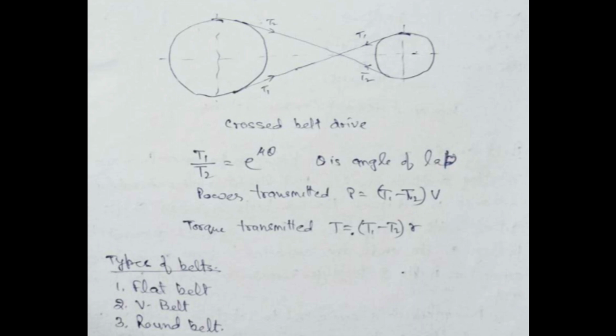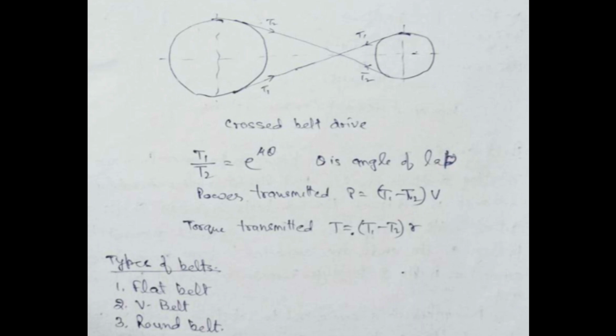Now, if tensions in tight side and slack side are T1 and T2, then the ratio of tensions is given as T1 upon T2 equal to e to the power mu theta, where mu is the coefficient of friction between belt and pulley and theta is angle of wrap.